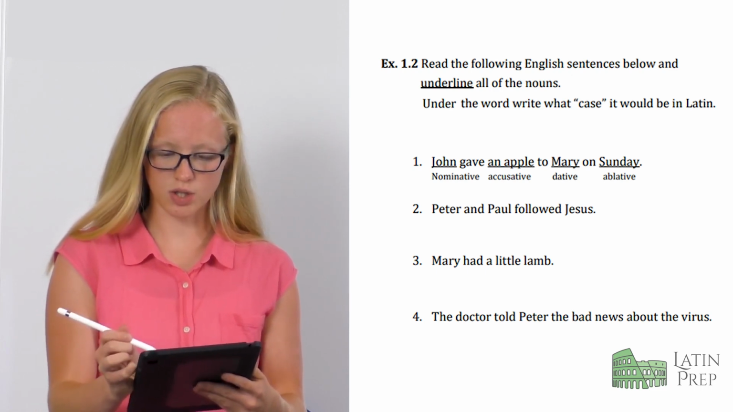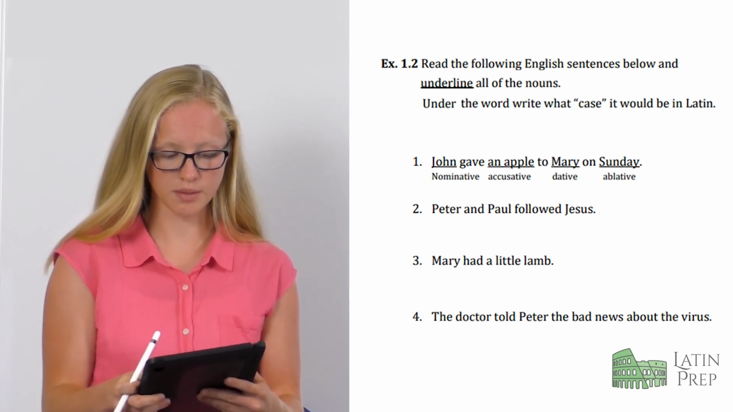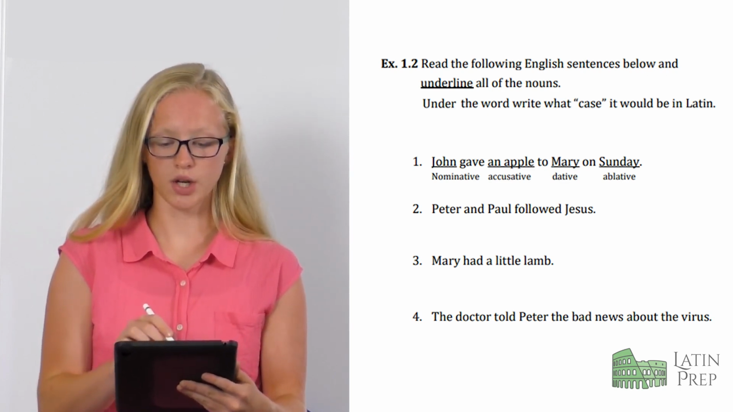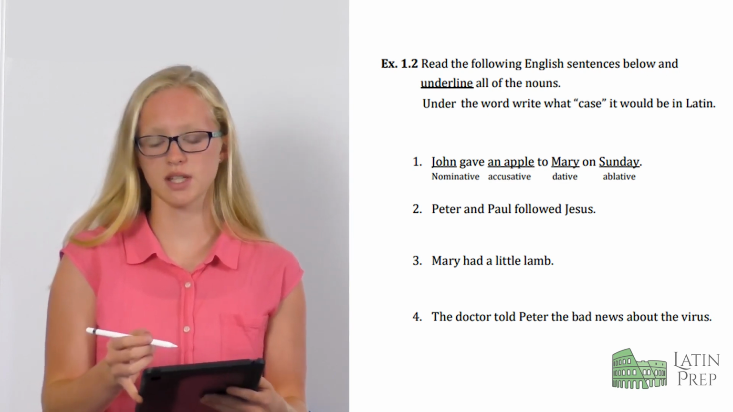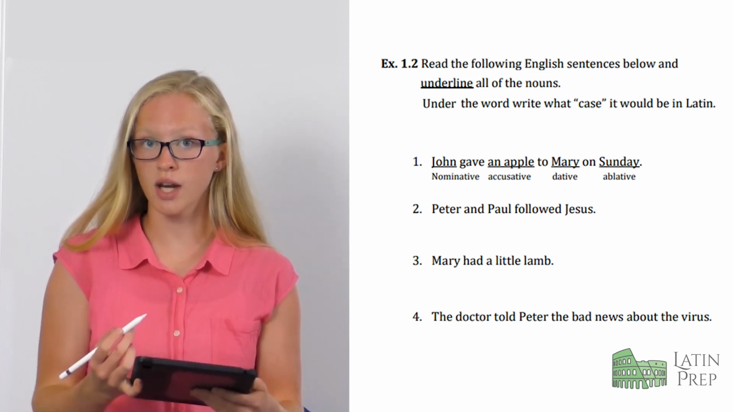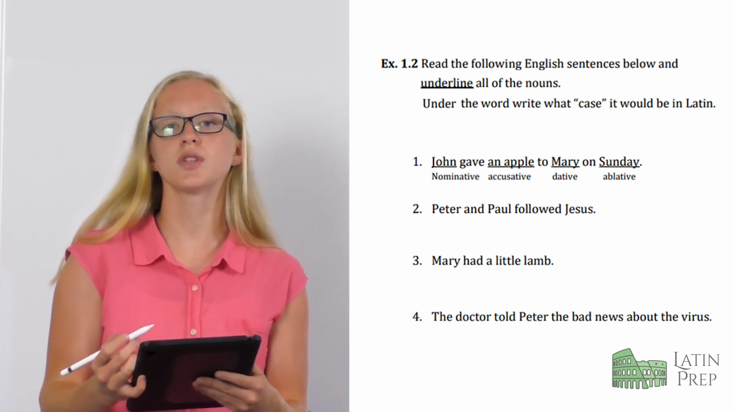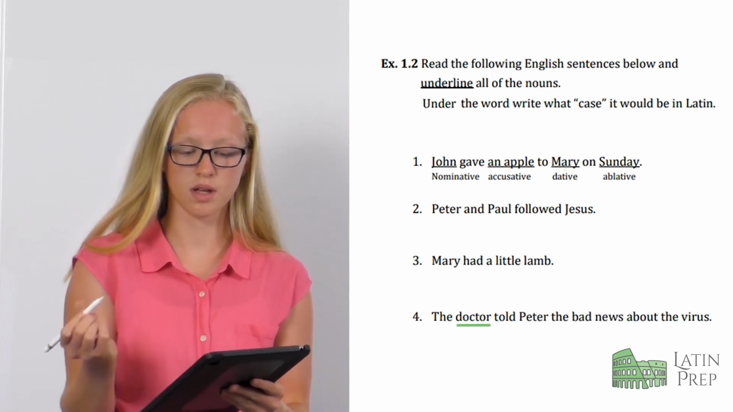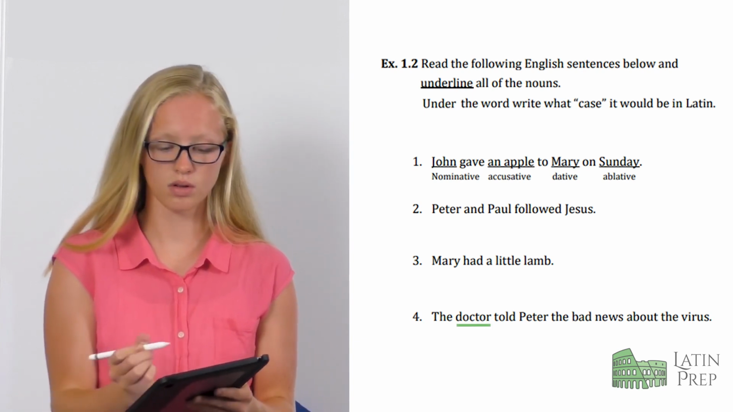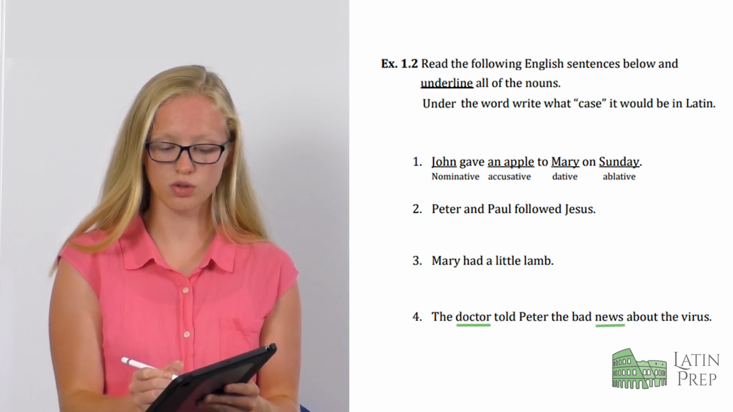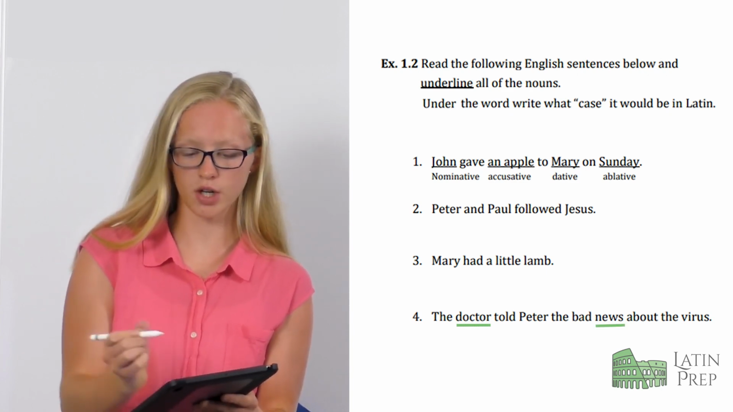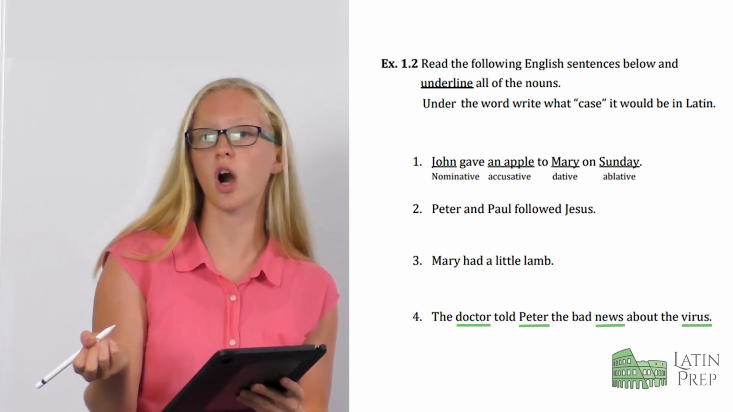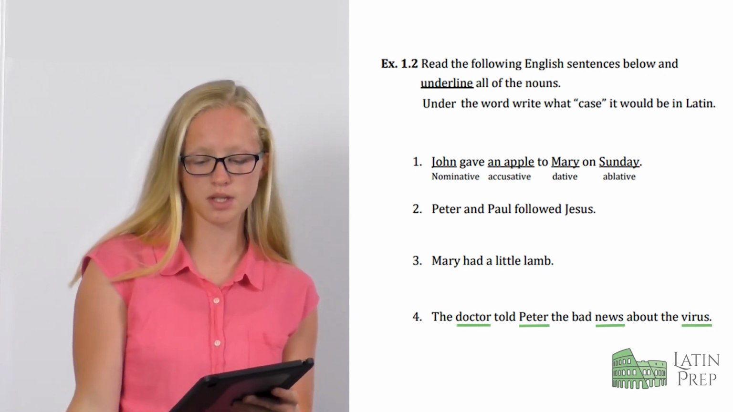And now I just want to go through number 4. We have the doctor told Peter the bad news about the virus. So first we want to underline our nouns. Who is our sentence about? The doctor. What did he tell? The news. And he told it to Peter. And then we have the word virus, which comes after our preposition. So an object of the preposition.